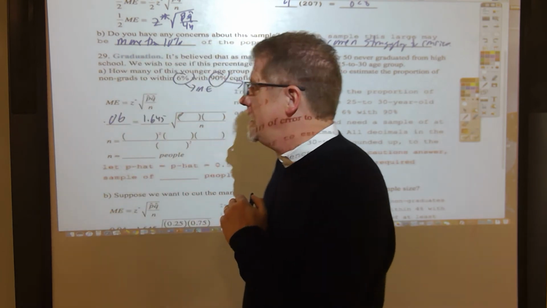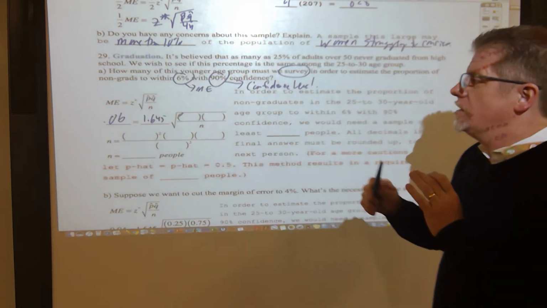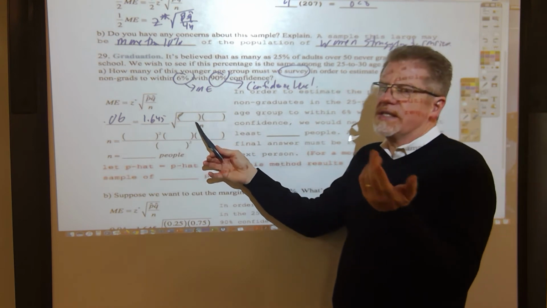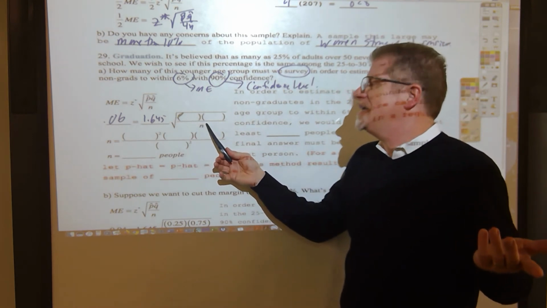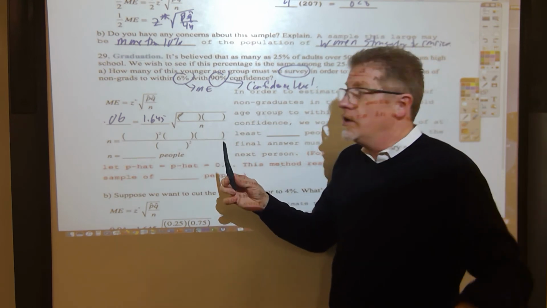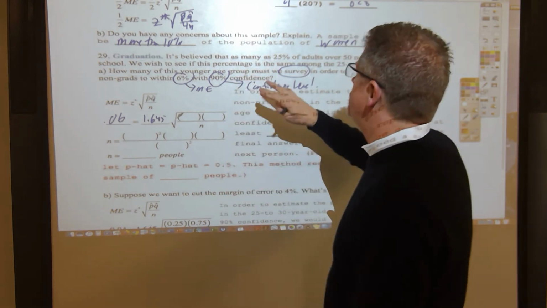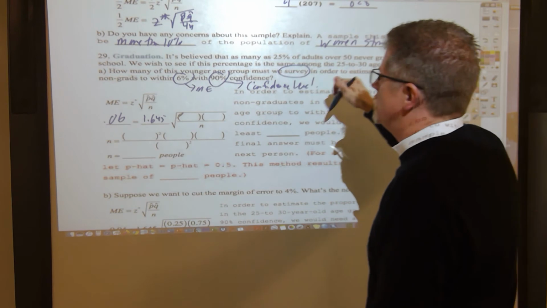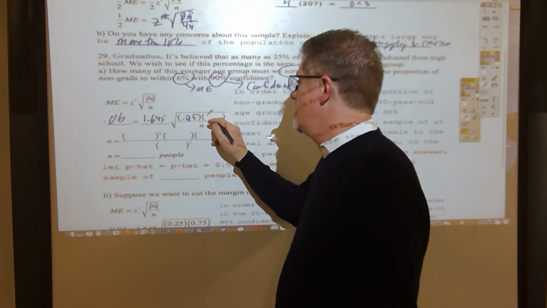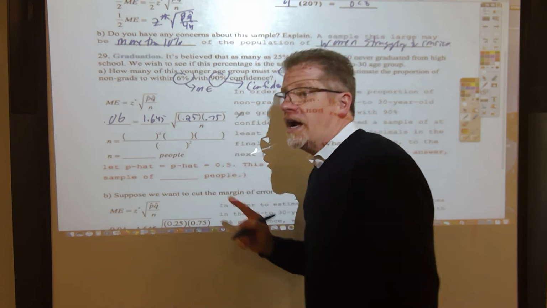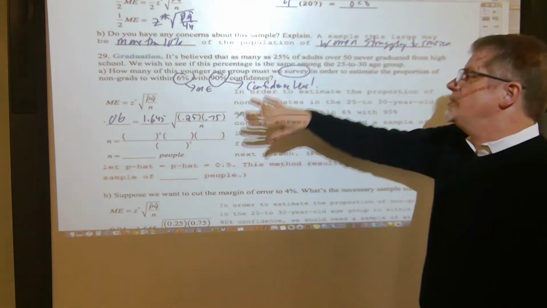One is that since we're still in the survey design stage, we're just trying to figure out how many people should be in the survey. We don't know what p hat is. So you can either say it's probably pretty close to what it is for the older people. So you can use 0.25, 0.75 over n.